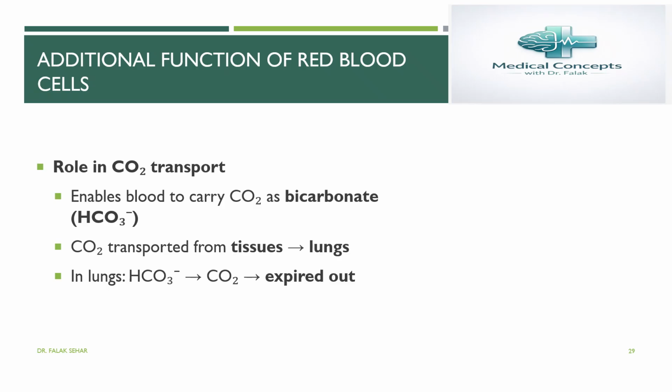When the blood reaches the lung, the process reverses. Bicarbonate re-enters the red blood cells, combines with the hydrogen ion to form carbonic acid, which is then converted back into carbon dioxide and water. The carbon dioxide then diffuses into the alveoli and is expired out. So RBCs play a central role in transporting carbon dioxide in a reversible and highly efficient manner.